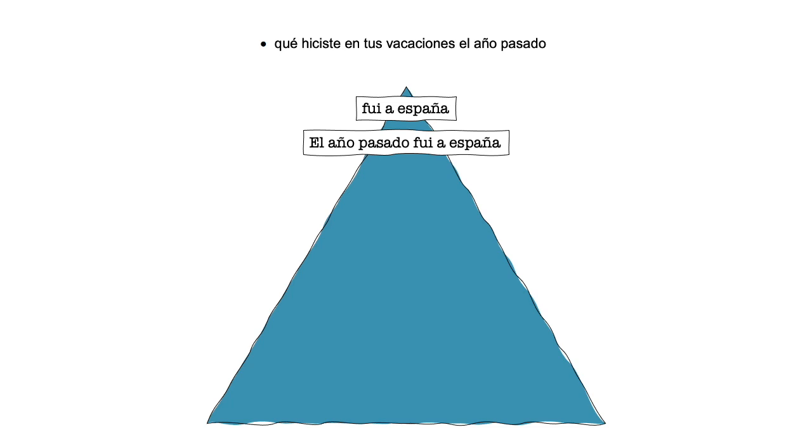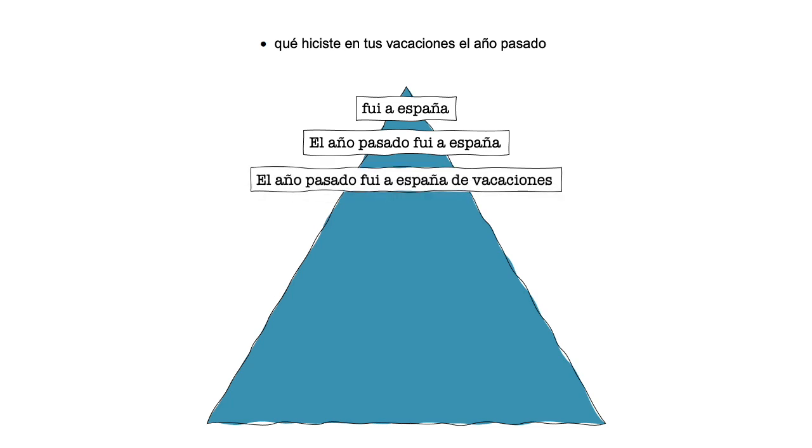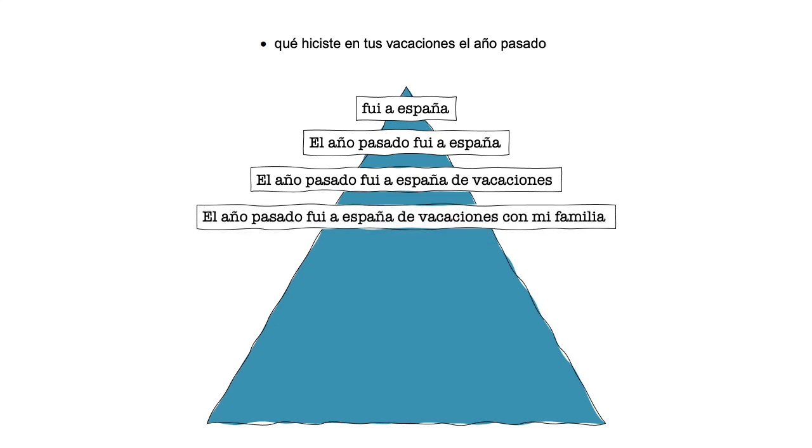But you still haven't said on holiday, so we could improve that by saying el año pasado fui a España de vacaciones. That's a good answer to this bullet point, but it's not yet perfect. Who did you do it with? El año pasado fui a España de vacaciones con mi familia. Extra details. That's going to climb us up the mark scheme.